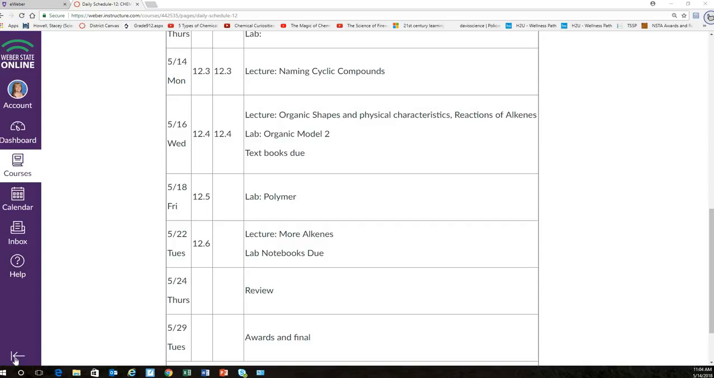On Friday we're doing the polymer lab. Make sure you dress appropriate for lab on Friday. Lab notebooks are due the following Tuesday. We'll do more on alkenes. Thursday is a review day. That's the last day for the Chapter 12 test.